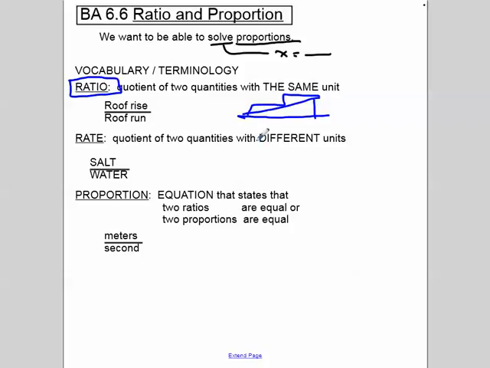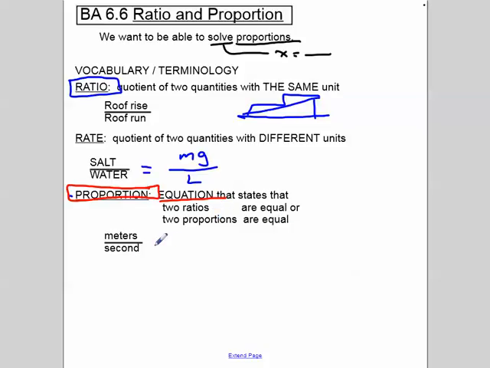A rate talks about different units, whereas a ratio would be feet to feet or inches to inches. Down here it'd be salt in milligrams, water in liters, something like that. How many milligrams per liter? That would be a rate. But we're talking about ratios, and then from a ratio, or a rate maybe, we can set up a proportion. And the proportion is an equation that sets up an equivalence, two sides of an equation that are equal to one another. Two ratios that are equal to one another.